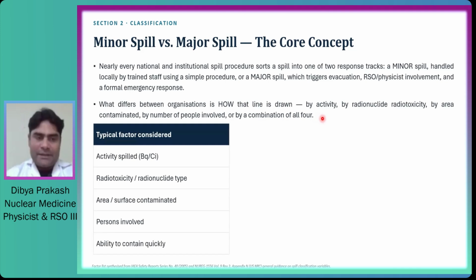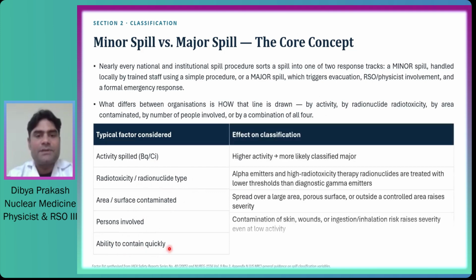So the typical factors considered to define minor versus major are, first, the activity spilled, in becquerels or curies. Second, the radiotoxicity of the radionuclide, which means which radioisotope was spilled. Third, how much area or which surface is contaminated. Fourth, how many people were involved in this spill, and fifth, the ability to contain it quickly. So all these five factors are considered to define major versus minor.